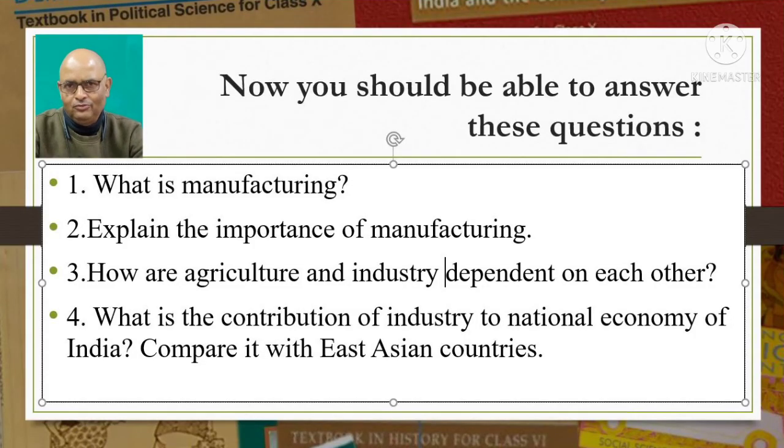Let us now see the probable questions from this topic. One, what is manufacturing? Two, explain the importance of manufacturing. Three, how are agriculture and industry dependent on each other? Explain. Four, what is the contribution of industry to the national economy of India? Compare it with the East Asian countries. With this, let me stop here. It is your time now to read your textbook and prepare good answers to these questions.